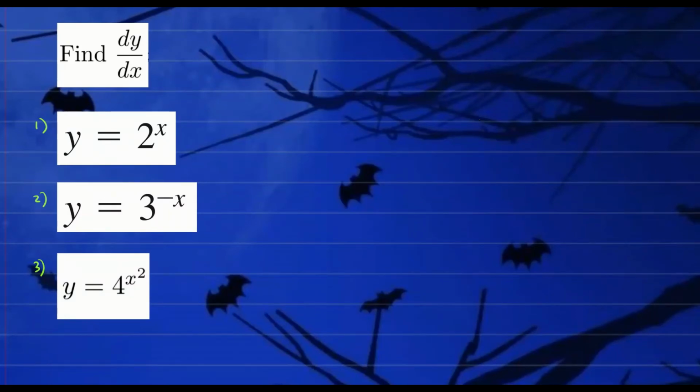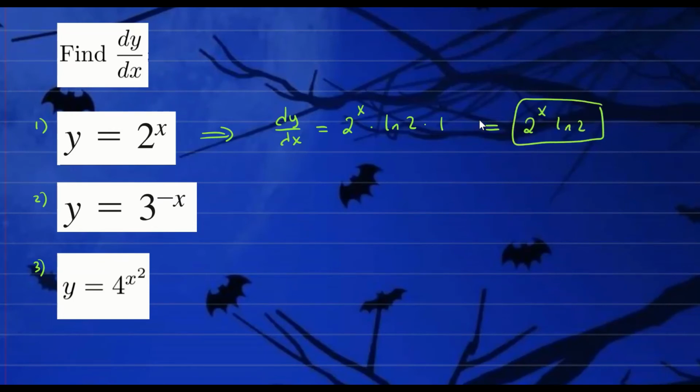For number 1, y is equal to 2 to the x. Using the rule we wrote down above, we're going to find the derivative of this. We know that dy dx is 2 to the x times ln of 2 times the derivative of that. We know the derivative of x is simply 1. So if you want, you can ignore that, but this would simply be the answer, 2 to the x times ln of 2. So that is our dy dx for this function.